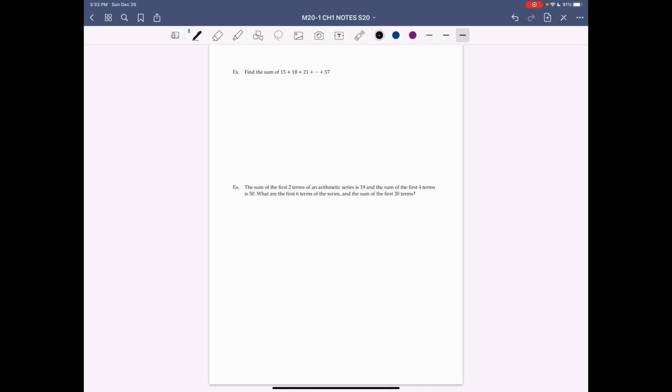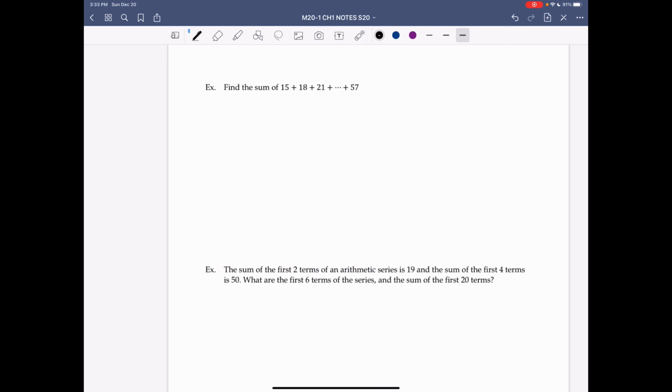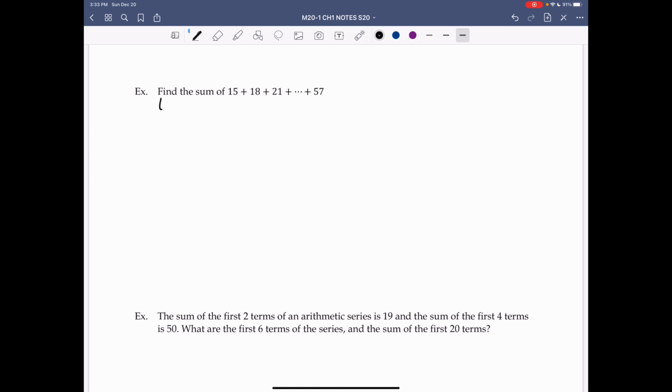Find the sum of 15 plus 18 plus 21 plus ... plus 57. Write down what we know. T1 is 15. D, the difference between two consecutive terms, is 3. 18 minus 15 is 3. 21 minus 18 is 3. N, we do not know. We don't know which term 57 is.